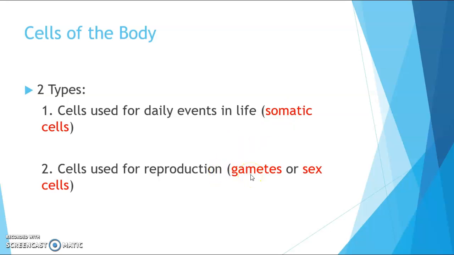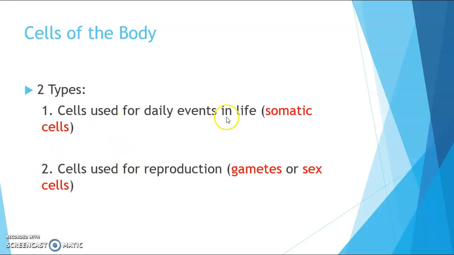Gametes, on the other hand, are only used for reproduction. There are two types of gametes, depending on gender. They would either be sperm if you're male, egg if you're female. They are used explicitly for sexual reproduction, and they originate as cells known as germ cells. So germ cells become gametes, and then the gamete is either sperm or egg, depending on gender.